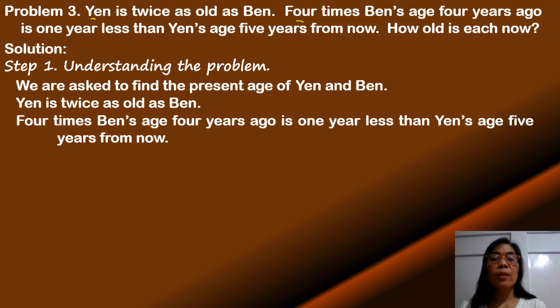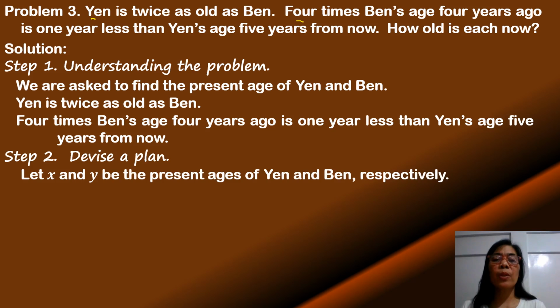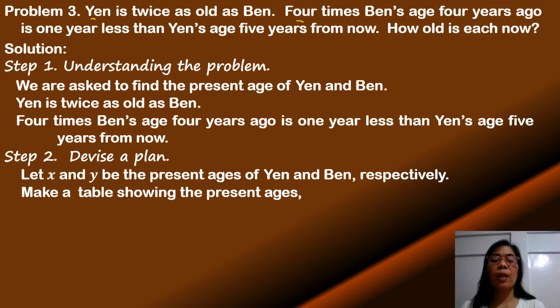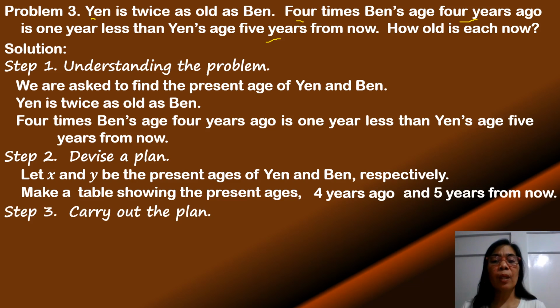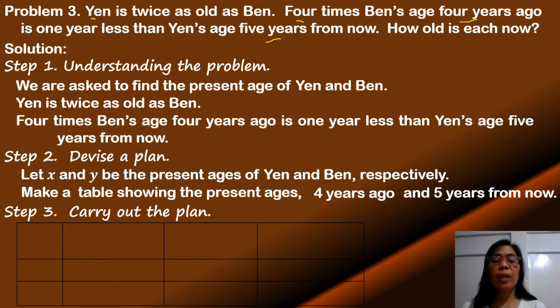from now. Since this is an age problem, we make use of variables to represent the present ages of Yen and Ben. And then we construct a table showing their present ages. And there is a mention here about their ages 4 years ago and their ages 5 years from now. Okay, so we carry out the plan. We construct the table. We have here Yen and Ben and their present ages.